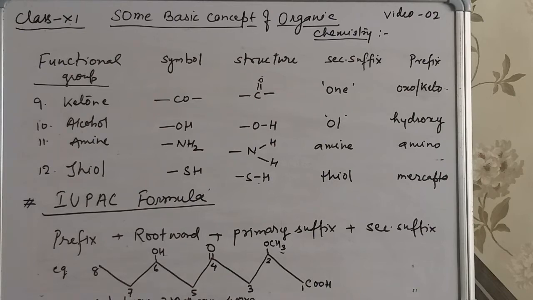or keto. Then the parent chain contains 8 carbon atoms. For this we use oct, and all here is single bond, so we use an. Then priority is given to this 1, oic acid. In this way you can practice and try to write the name of the given formula. Write the IUPAC name of the given formula.